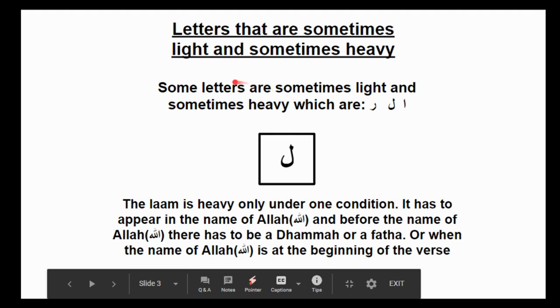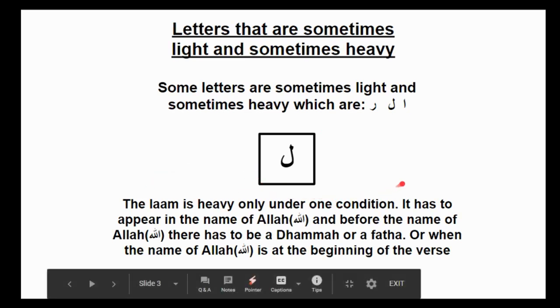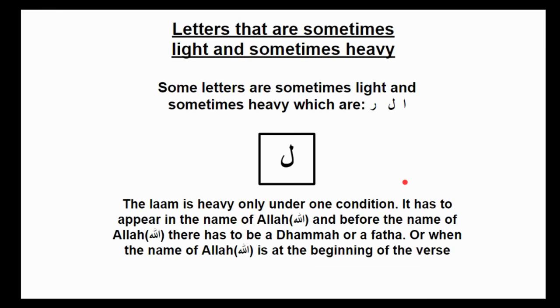So now we're gonna move on to the letters that are sometimes heavy and sometimes light. Like we said, there are Alif, Lam, and Ra. So we're gonna start with Lam, and Lam is heavy under only one condition. And this condition is that it has to appear in the name of Allah subhanahu wa ta'ala, and before the name of Allah subhanahu wa ta'ala, there has to be a dhamma or a fatha.